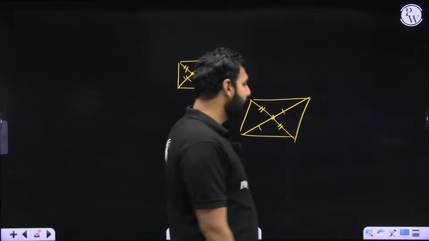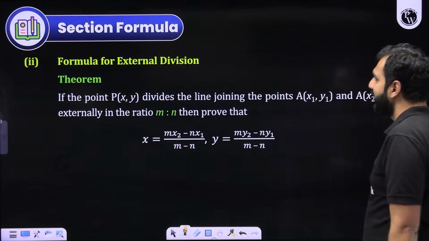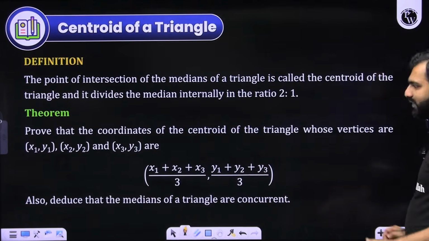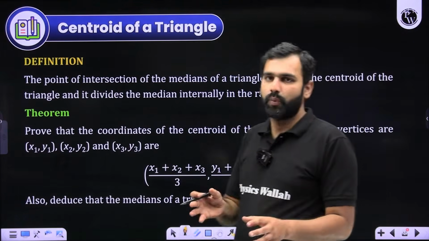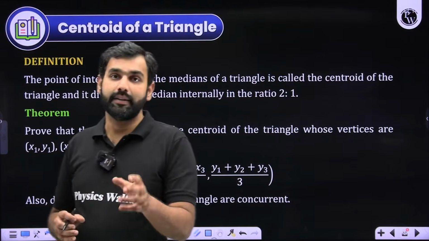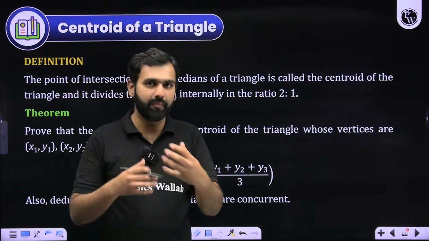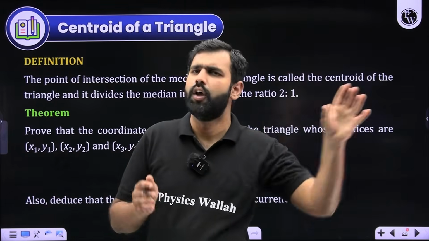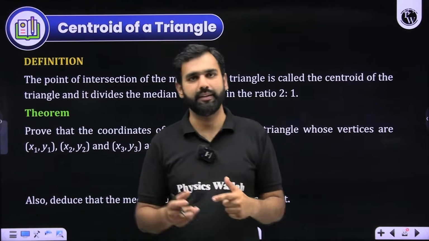Now, moving ahead towards the next concept, what do we see next? We see the external division formula. As we already know, if it is an external division, m is to n will remain like that only, but the positive sign will become negative, as we have already discussed previously and also in vectors in 3D as well. So I don't think that I need to explain that part.